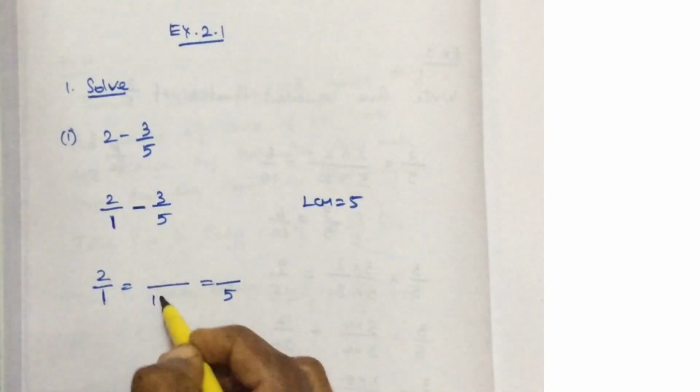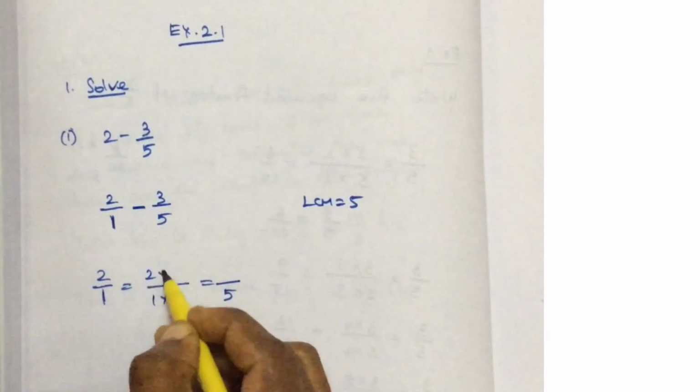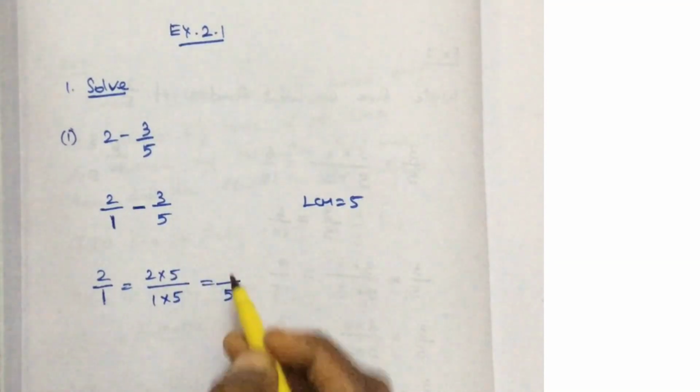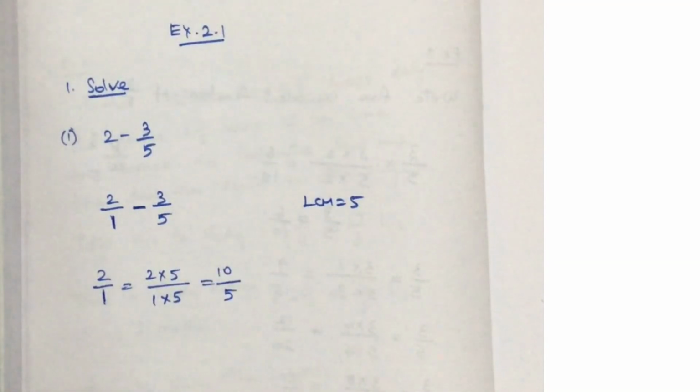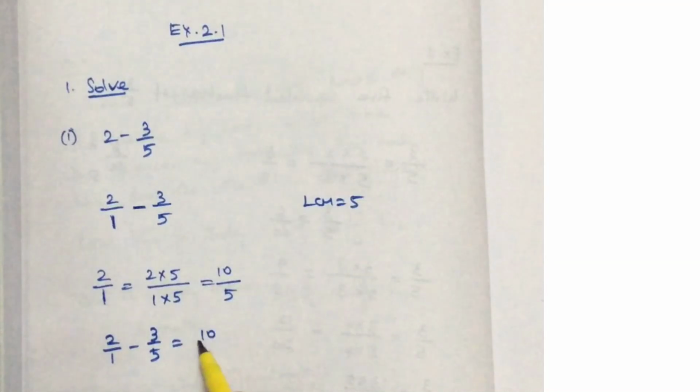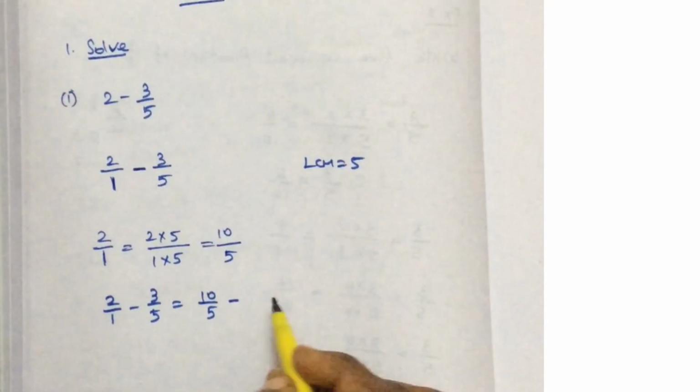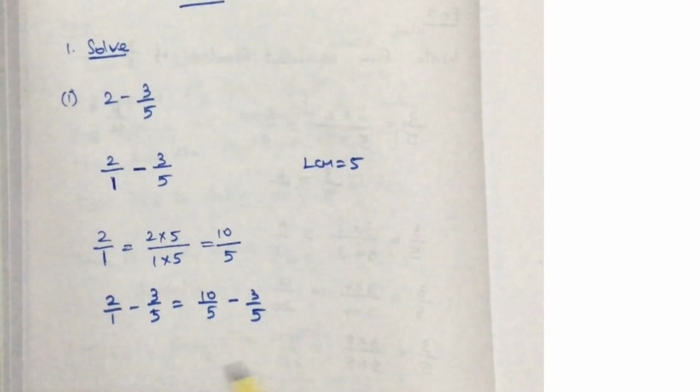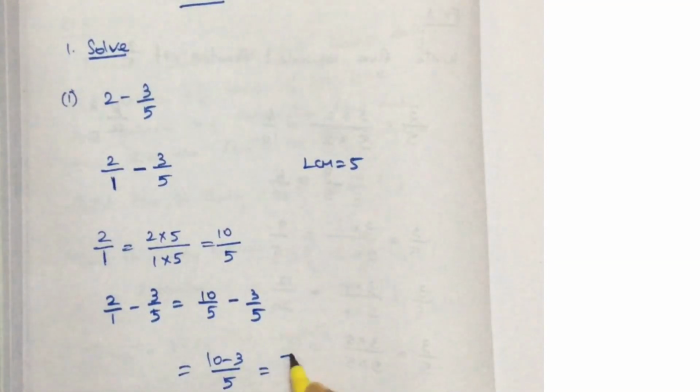Okay, multiplied by 5 in the numerator and the denominator. 1 5s are 5, here it is 10. Okay, now 2 by 1 minus 3 by 5. Instead of this 2 by 1, you can write 10 by 5 minus, since the denominator has a 5 already, so you can write it directly, that is 3 by 5. That is equal to 10 minus 3 by 5, that is 7 by 5.